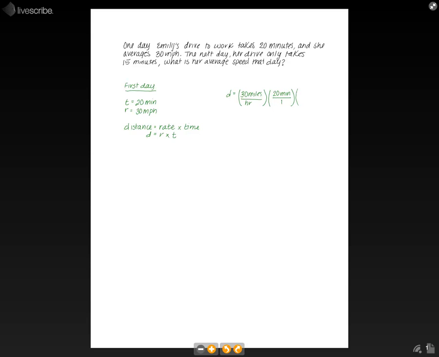We use a proportion. So we know that in 1 hour there are 60 minutes. Alright, so now we can see that hours cancel out here and minutes cancel out here, and we're left with just miles. So if we do that math, we get that the distance is equal to 600 miles over 60, or 10 miles. Okay, so now, since we have that distance, we should be able to deal with the second day.